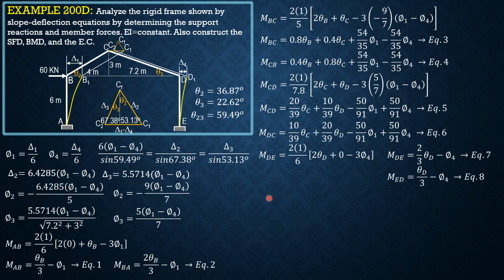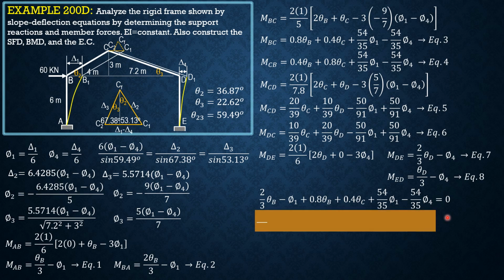Then we apply equilibrium at joint B. MBA plus MBC equals 0. So MBA is 2/3 theta B minus P1. Then MBC is 0.8 theta B plus 0.4 theta C plus 54 over 35 P1 minus 54 over 35 P sub 4 equals 0. Combining like terms and setting up the first equation A. So 22 over 15 theta B plus 0.4 theta C plus 19 over 35 P1 minus 54 over 35 P sub 4 equals 0. Call that equation A.